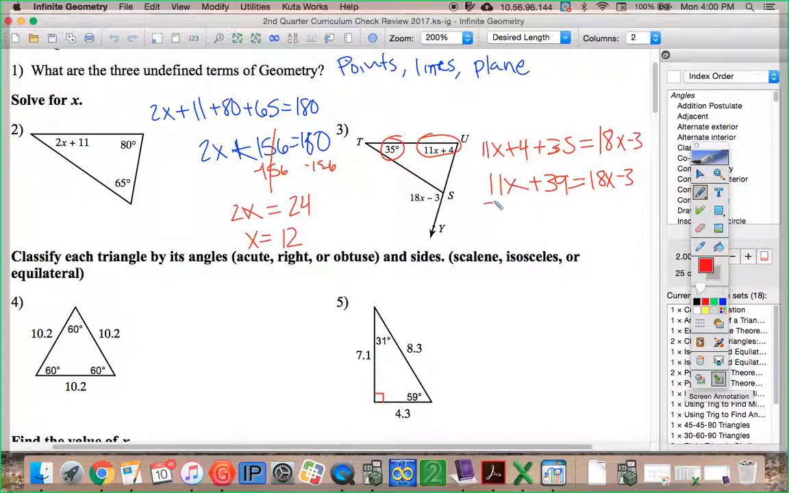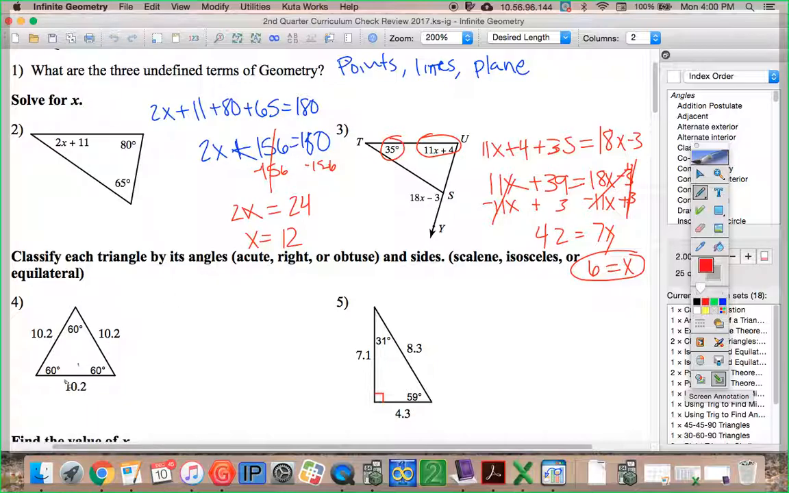Then I'd subtract the 11x, and I'm going to go ahead and add the 3. Sorry, I can't undo, so I can't even undo that line. So when I add the 3, I get 42. When I subtract those, I get 7x. So then you divide, you get 6 for x. Hopefully just setting it up's enough for you to understand it.